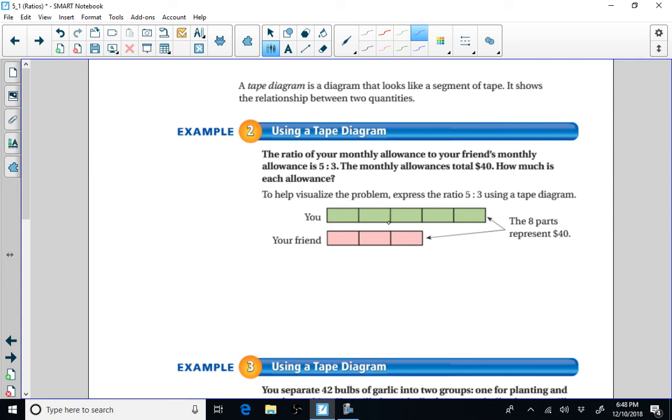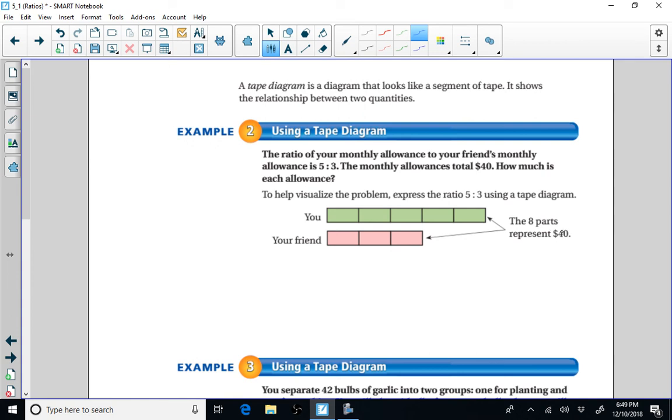Well, I take my ratio of 5-3 and I draw my tapes, my pieces of tape. So one piece of tape is 1, 2, 3, 4, 5 units long. The other piece of tape is 1, 2, 3 units long. So I represent my ratio of 5-3 using the pieces of tape. The top piece of tape represents you. The bottom piece of tape represents your friend. But those 5 plus 3, those 8 units have to have a total of 40.